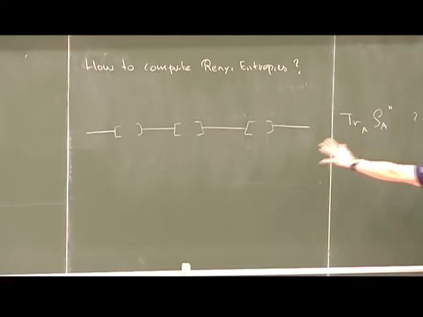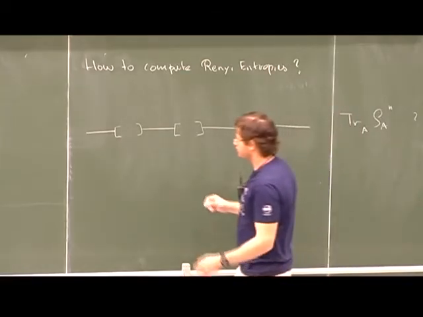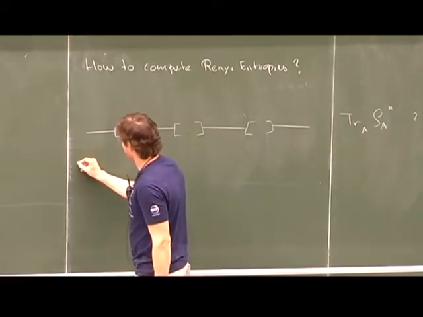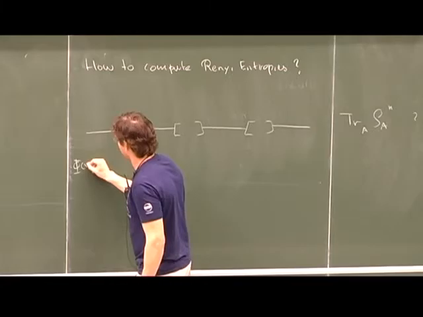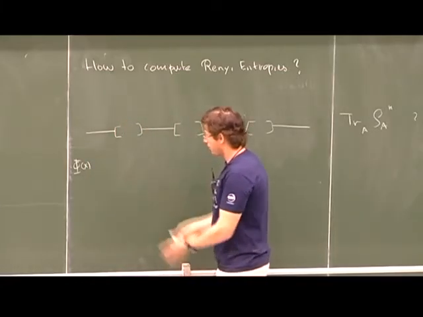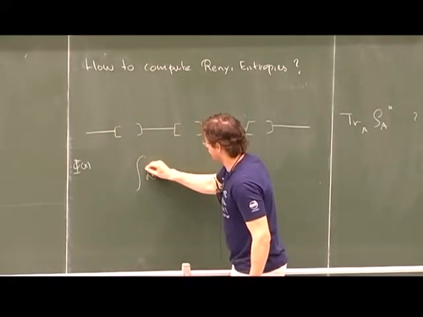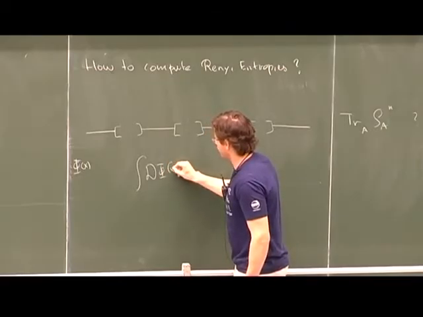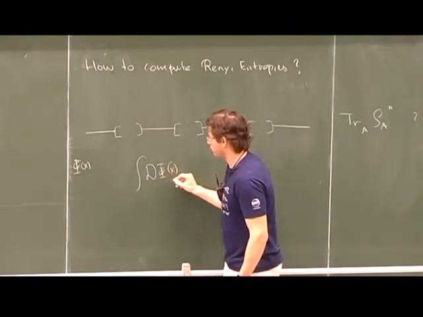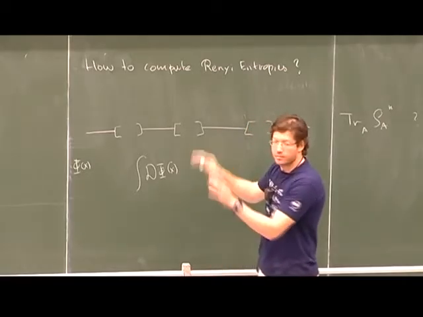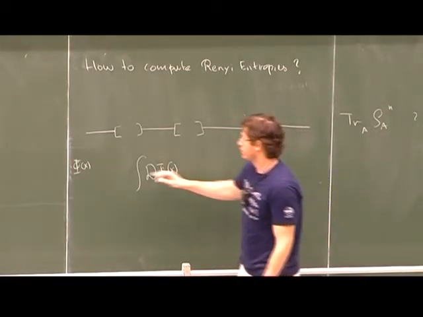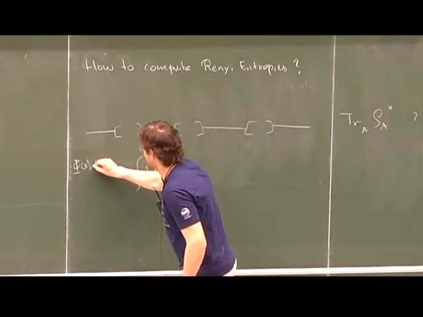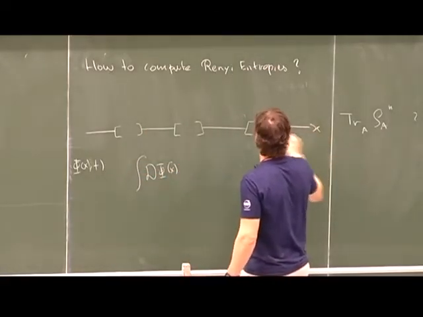There is a path integral that computes exactly this. How does it work? Suppose we have some quantum field phi of x. Usually we path integrate over the full quantum field, all its configurations in R^{1,1}. So we integrate over all the possible configurations of phi of x and t. This is x, and t is here.